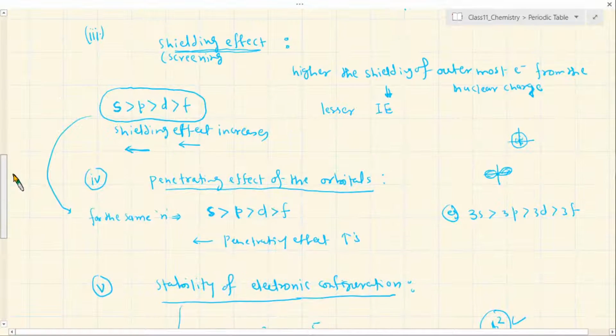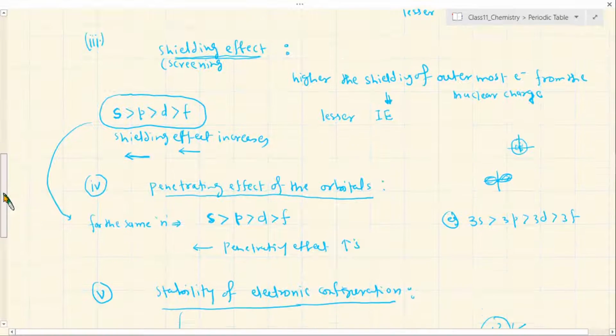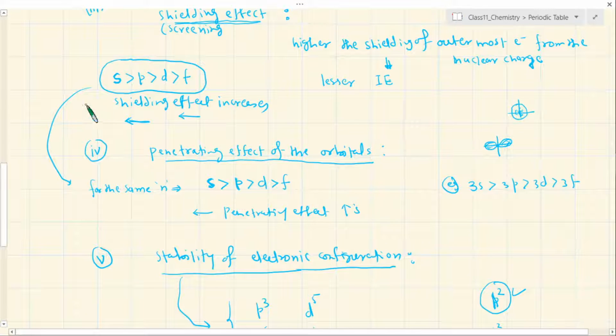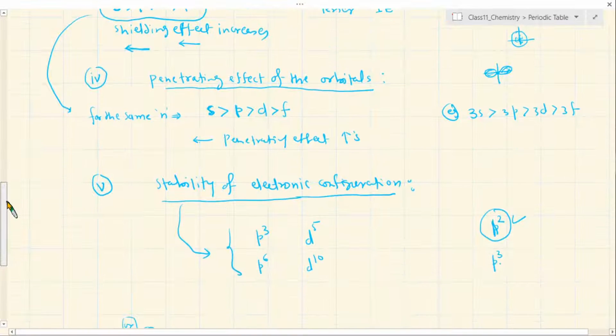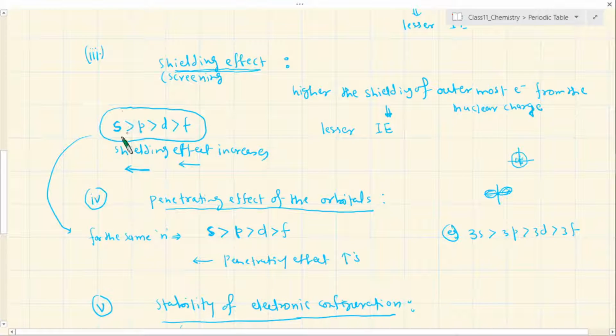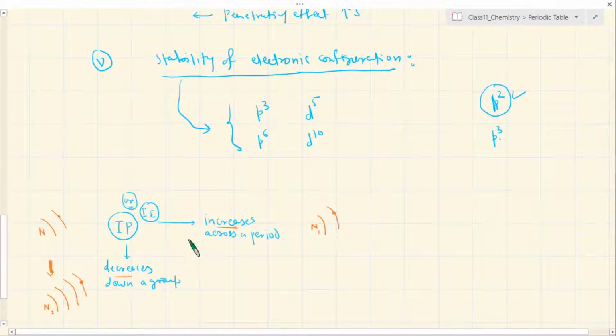Of course, there are various factors that will come in: shielding, as I told just now, and within the shielding effect also, you have to consider what will be the effect if your electron is occupying an s orbital versus a p orbital versus a d orbital. From which orbital will the shielding effect be more? Generally the electrons which are occupying the s orbital will cause more shielding effect. So the inner electrons which are occupying the s orbital will cause more shielding effect than the p orbital, than the d orbital.